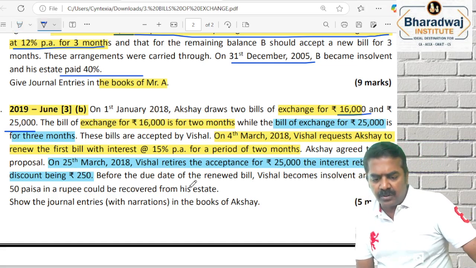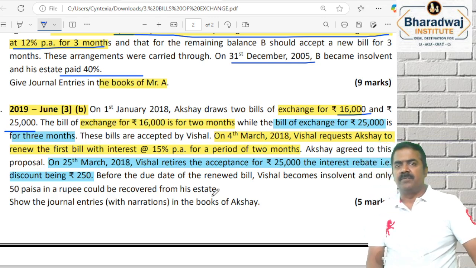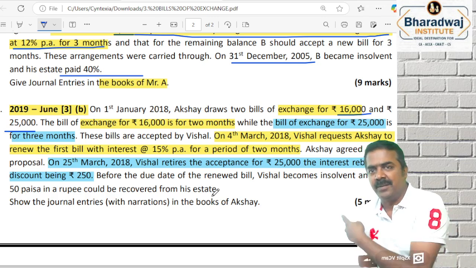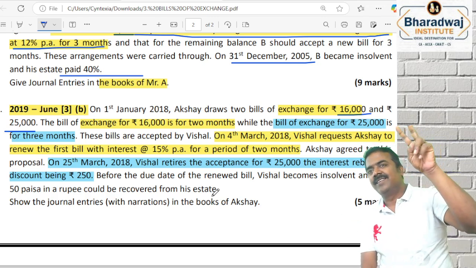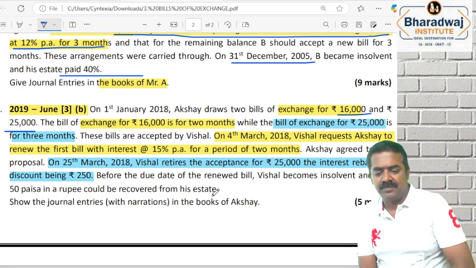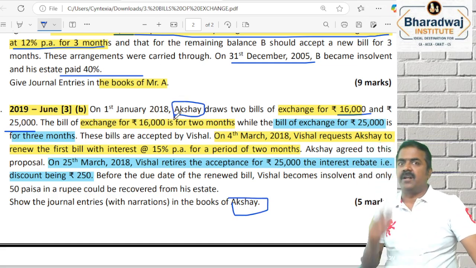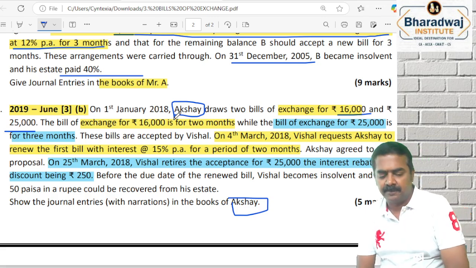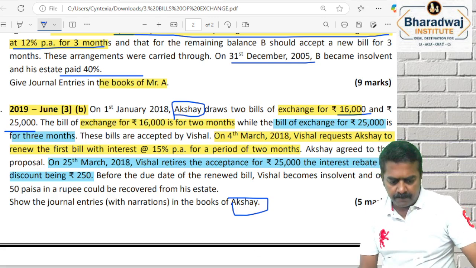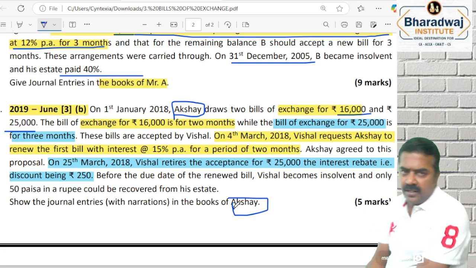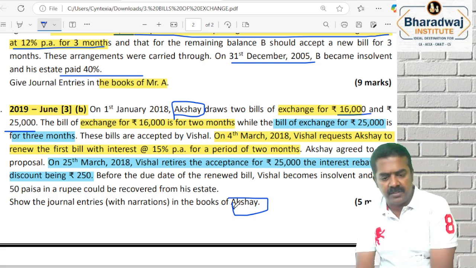Then before the due date of the renewed bill, Vishal became what? Insolvent. Only 50 paise was received. First bill renewed, is that paid or not paid? Not paid. He became insolvent. Second bill, early payment is done. They ask you to pass journal entry in the books of what? Akshay, the drawer. Only in the books of the first party they ask you to pass journal entry. Try it. Those who are accessing the recording, ensure to solve, then proceed.